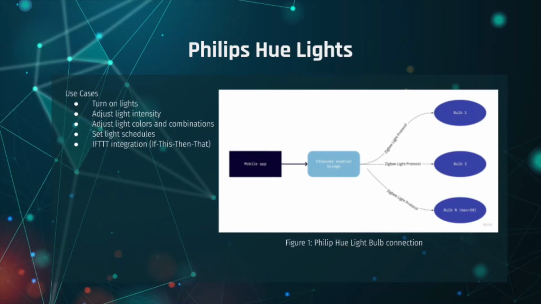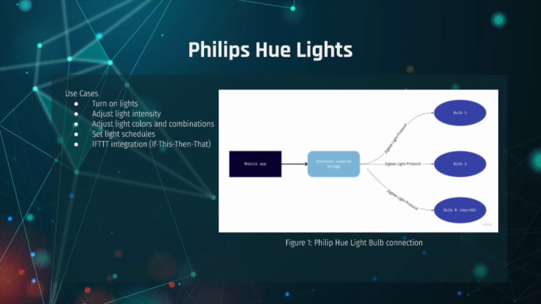Philip Hue light bulbs are smart light bulbs that use the Zigbee protocol. This diagram shows how these lights work. From the mobile app, the user can request changes to the bulbs, which is sent to the Ethernet-enabled Philip Hue bridge. This is a physical bridge that is installed in the smart home. Up to 50 Philip Hue light bulbs can be configured to the bridge. The bridge uses the Zigbee protocol to send signals to the bulb.